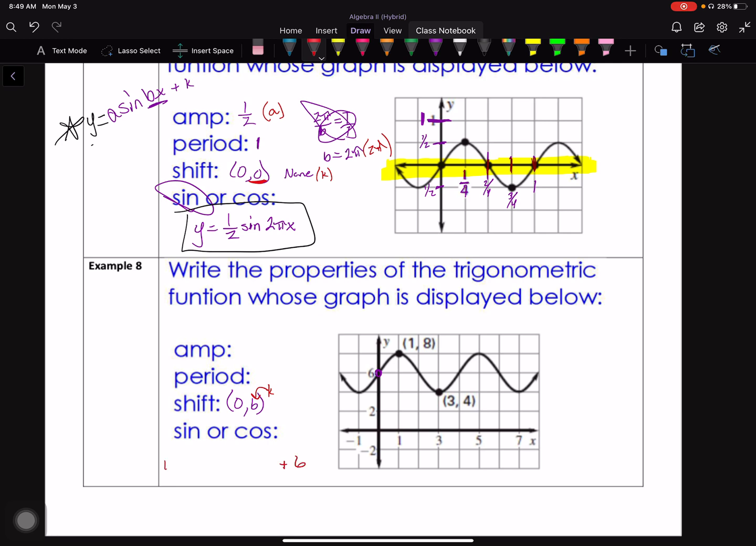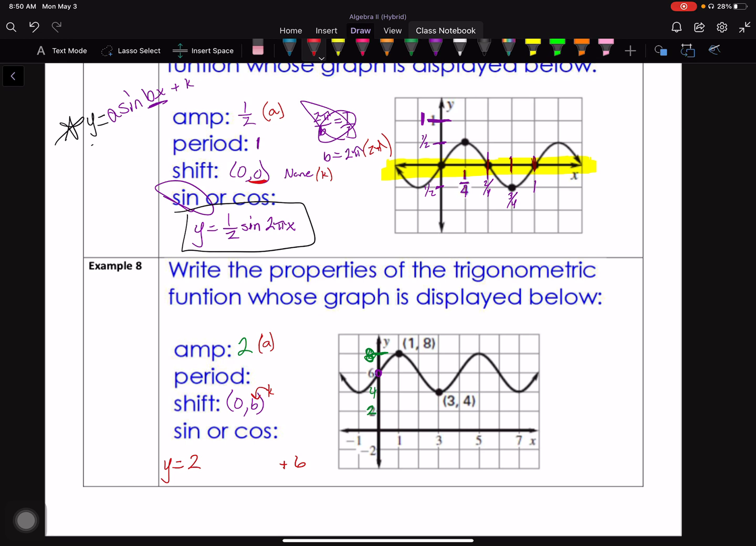So we started up. Okay, the amplitude. So how far away from 6 are we going? The first thing you should probably do is figure out what each of these lines represents. We're going by 2's here. So 2, 4, 6, 8. I'm going up 2 from 6, so from 6 to 8, I'm going up 2, and then from 6 to 4, I'm going down 2. So there's my amplitude. So my A value is 2.